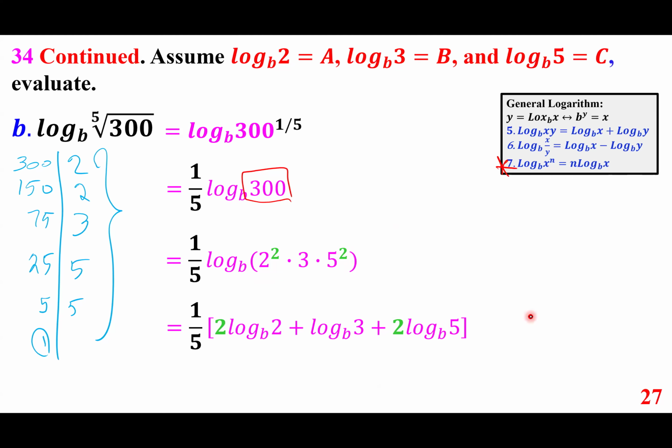All of them have the same base b. And now we're going to replace log 2, log 3, and log 5 with a, b, c. So the answer is 1/5 times 2a plus b plus 2c. So very straightforward.